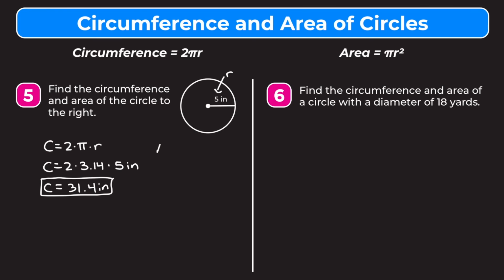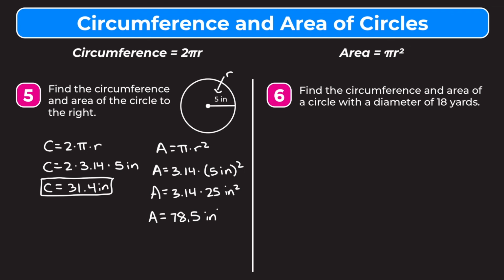So now we're going to do the area, which is pi times our radius squared. So pi is 3.14. Our radius is 5 inches, so we're going to square 5 inches. Let's square that 5 inches first. So 5 times 5 is 25, and inches squared is just going to be inches squared. And now we want to multiply 3.14 by 25, and if we do that, we get 78.5 inches squared.